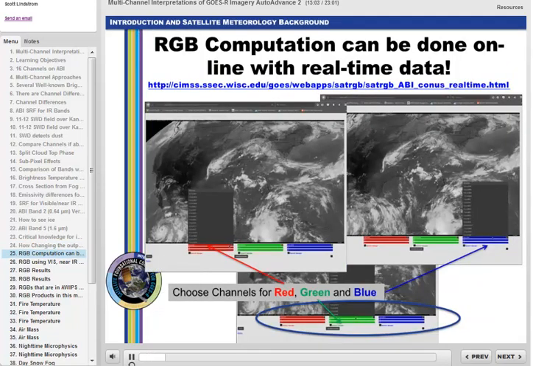You can create single-banded combinations of RGBs using an online tool at the URL on the screen. Click on it. This web app uses current ABI data, allows you to choose single bands for the red, green, and blue components, and creates the RGB combination. In this way, you can explore the different possibilities combining single ABI channels.